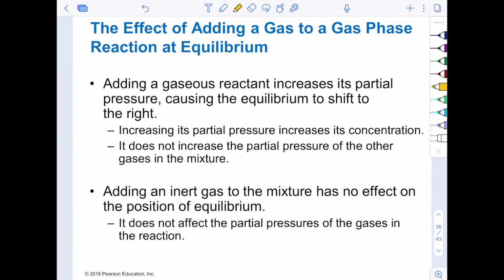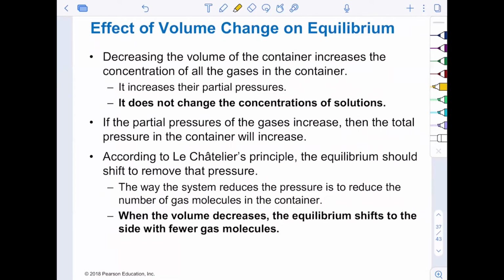Again, if it's not in the rate law, if it's not in the equilibrium concentration, then it's not going to affect anything. What could affect us, though, is a volume change on gases. Volume changes for gases do increase or decrease their partial pressure. If you decrease the volume, you are putting those gases closer together. This is increasing their partial pressure. It does not change the concentration of solutions.